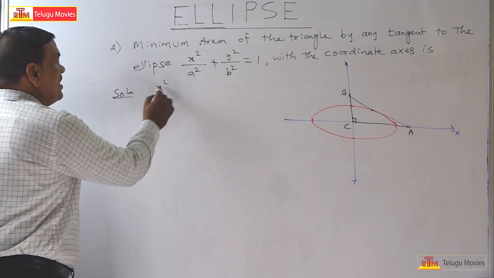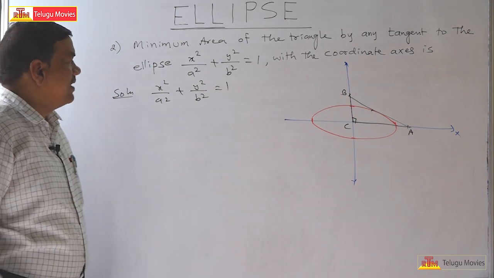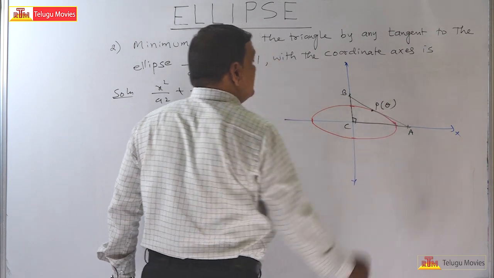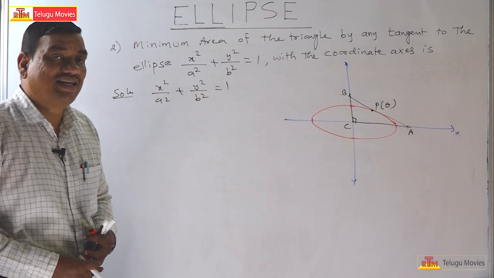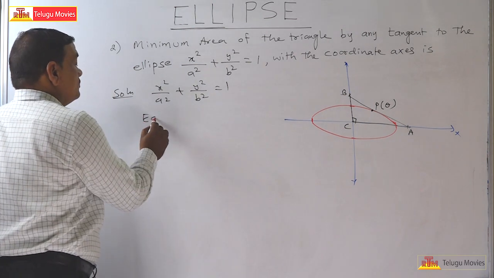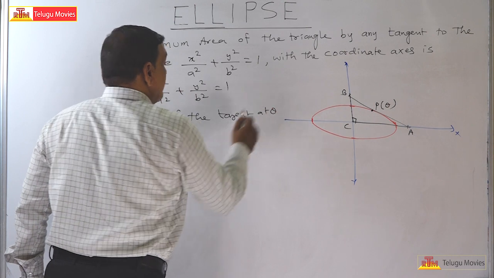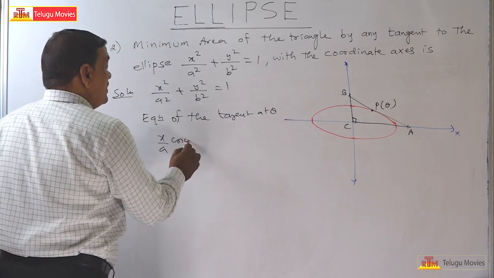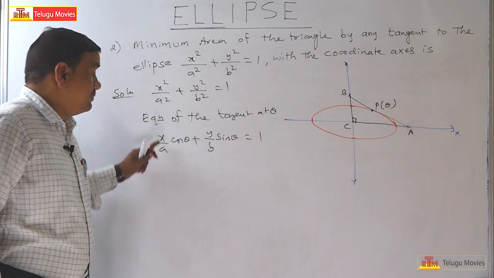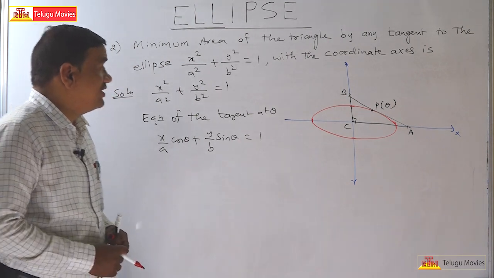Here it is given the equation of the ellipse is x square by a square plus y square by b square is equal to 1. Let P be any point whose eccentric angle is theta. Therefore, the equation of the tangent at theta is given by x by a cos theta plus y by b sin theta is equal to 1. So this is the equation of the tangent at theta.